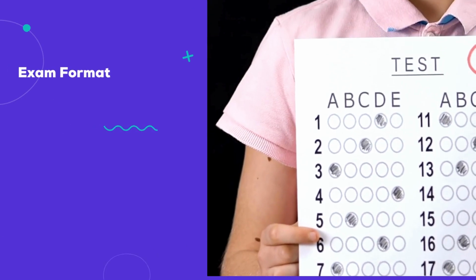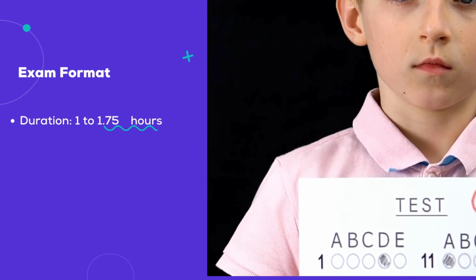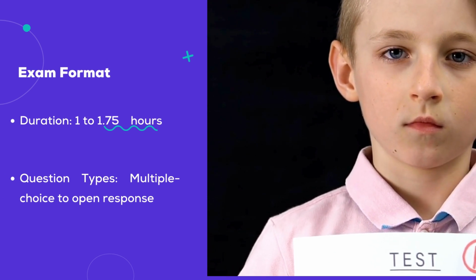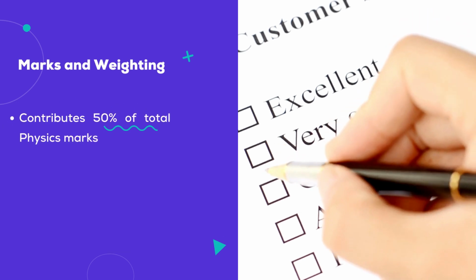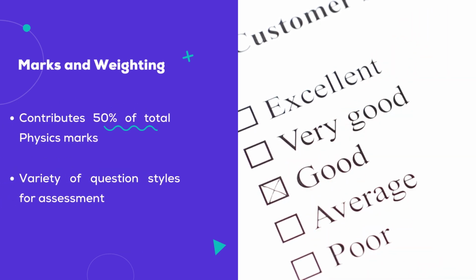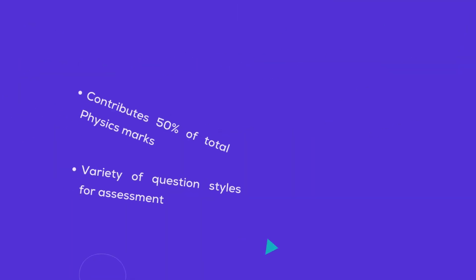Exam format. Duration, 1 to 1.75 hours. Question types, multiple choice to open response. Marks and weighting. Contributes 50% of total physics marks. Variety of question styles for assessment.